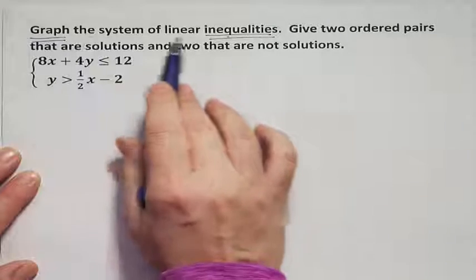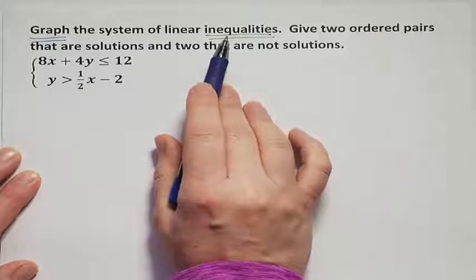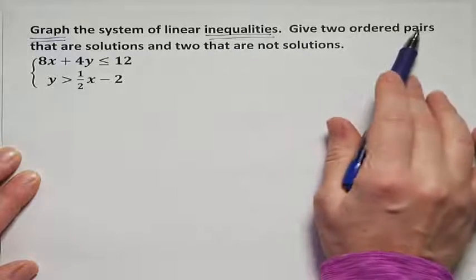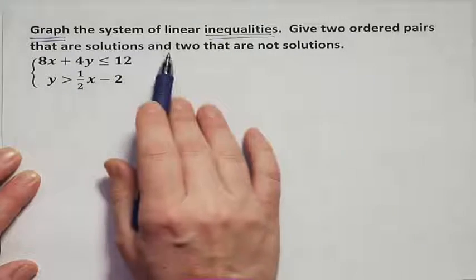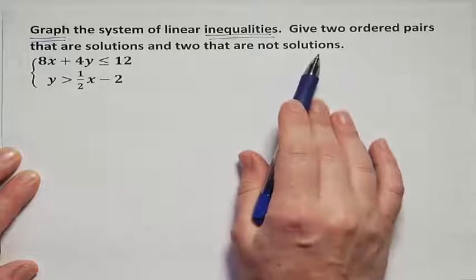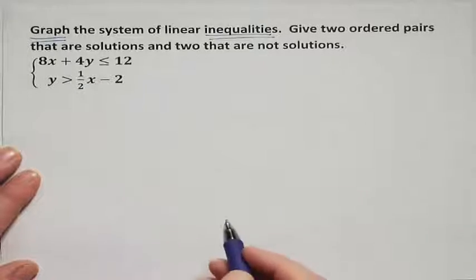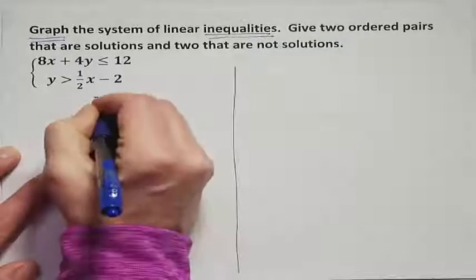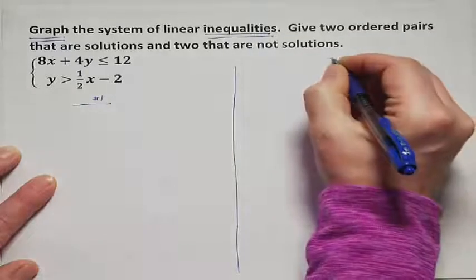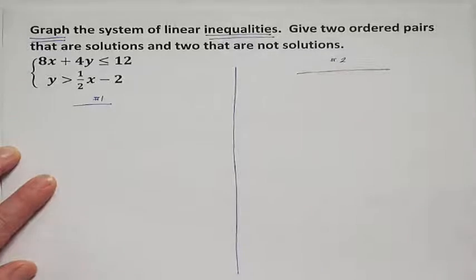It tells us to graph these two linear inequalities. And then when we're done, we need to give two ordered pairs that are solutions and then two ordered pairs that are not solutions. So let's go ahead and take this. There are two equations, which means I need to split this up into two areas. I want to work through equation number 1, and I need to work through equation number 2.